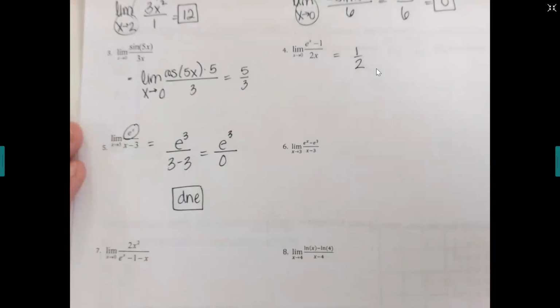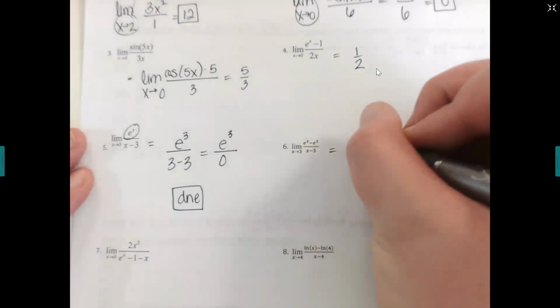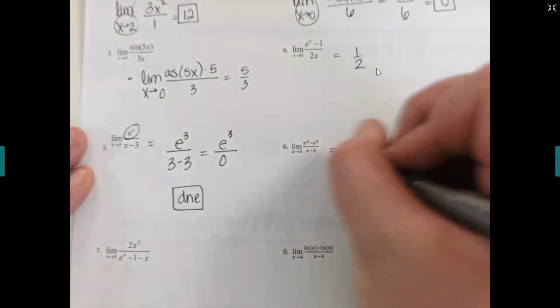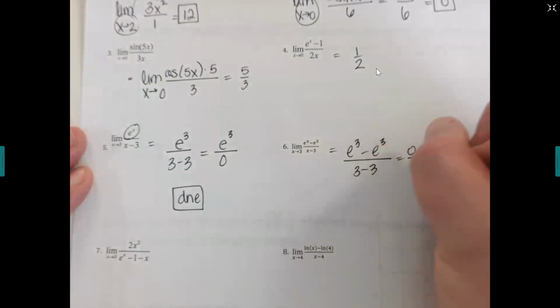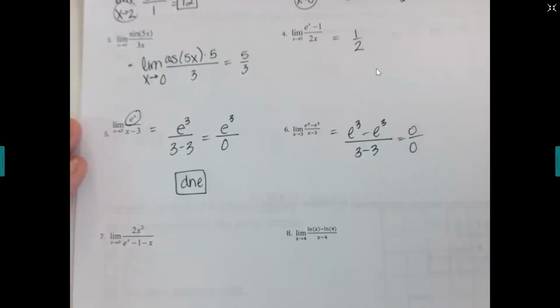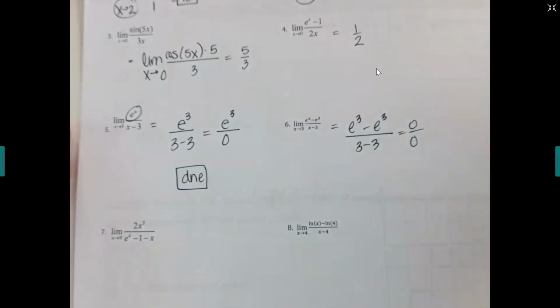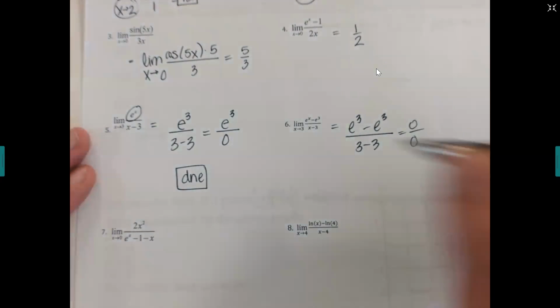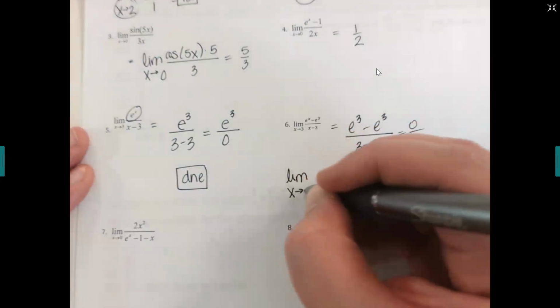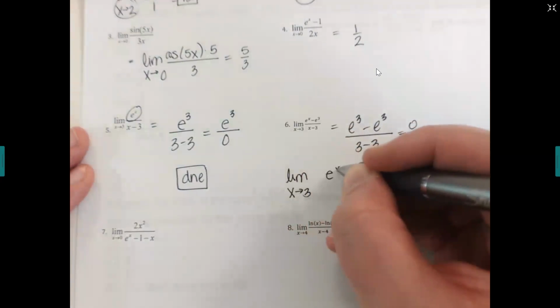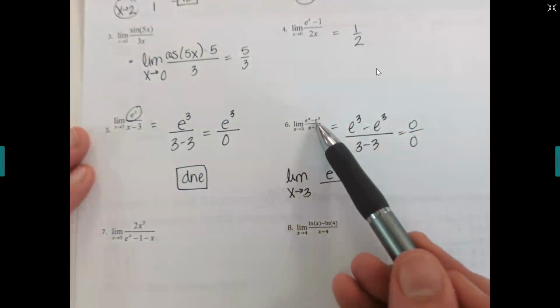Okay, number 6. It is e to the 3. Good. Because you plug in your 3 on top, you get e cubed minus e cubed, that's 0. And then you get 3 minus 3, that's 0. Then I can fix this using L'Hopital's rule. What is the derivative for the top when I retry the limit? e to the x, the derivative is e to the x. What about the minus e cubed?